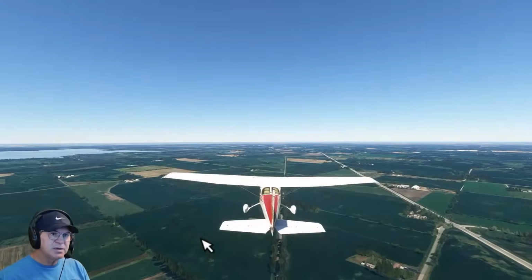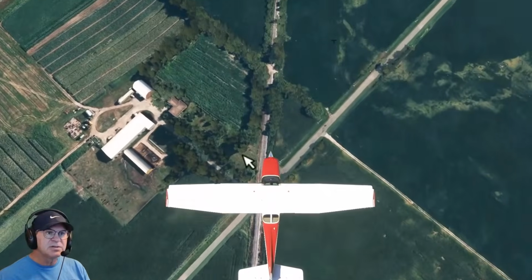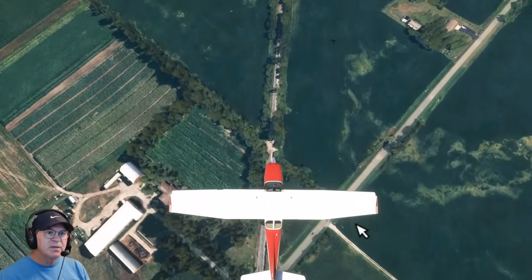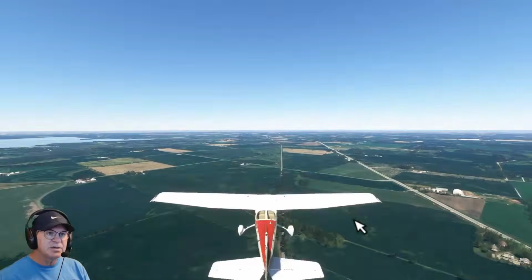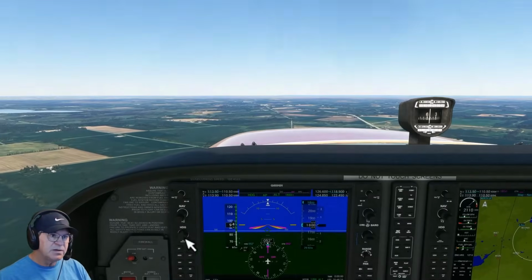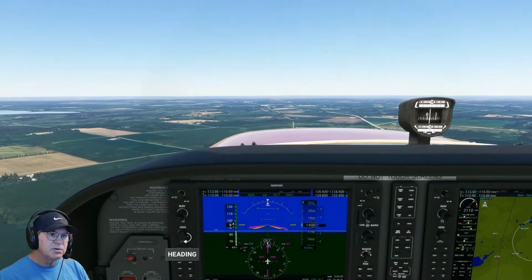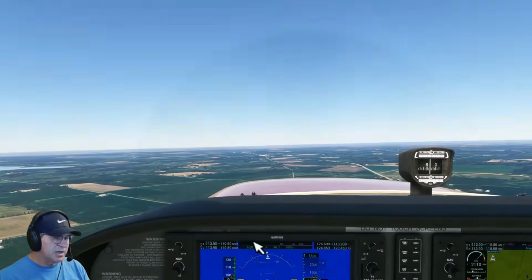Go back outside the plane. The sim is nice that you can do this. There's the railroad track, and I'm pretty much flying. It looks like I've got to make an adjustment to the right again. Now that I'm over it, boom, there's two adjustments to the right. Back out.